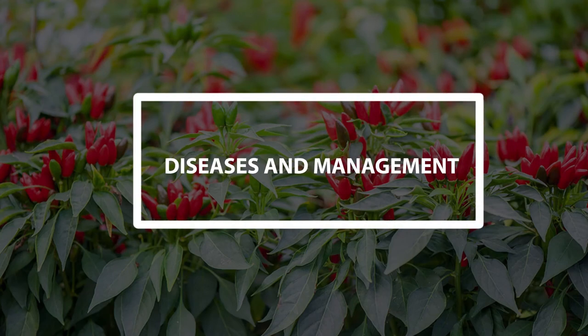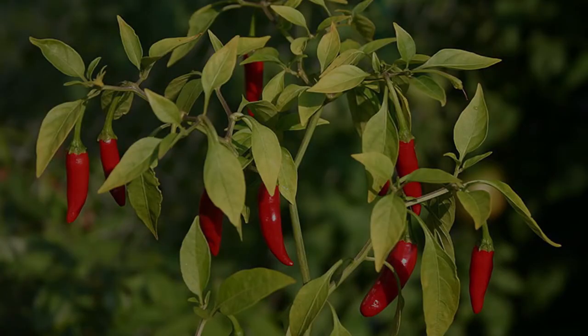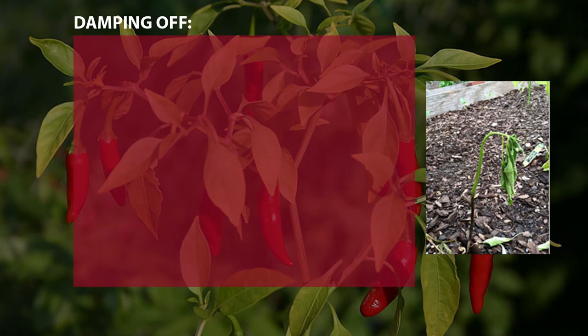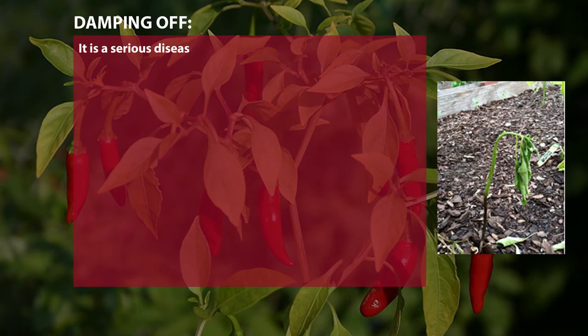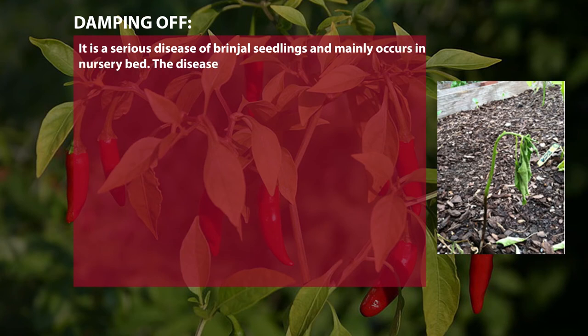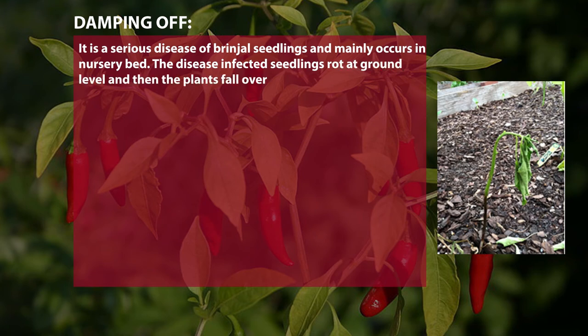Diseases and management. Damping off. It is a serious disease of brinjal seedlings and mainly occurs in the nursery bed. The disease-infected seedlings rot at ground level and then the plants fall over on the ground. The seedlings die in patches.